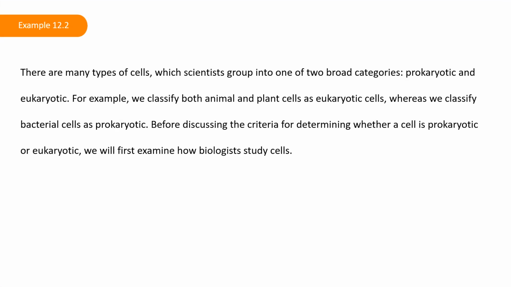There are many types of cells, which scientists group into one of two broad categories: prokaryotic and eukaryotic. For example, we classify both animal and plant cells as eukaryotic cells, whereas we classify bacterial cells as prokaryotic. Before discussing the criteria for determining whether a cell is prokaryotic or eukaryotic, we will first examine how biologists study cells.